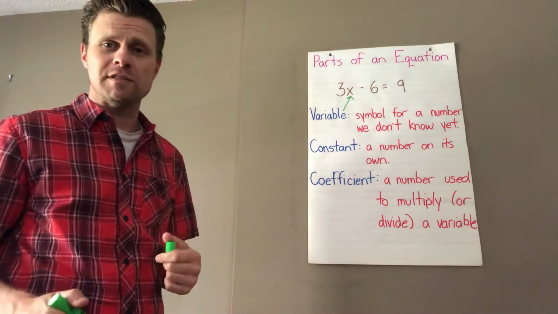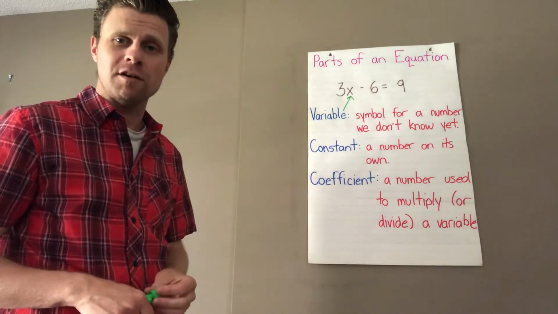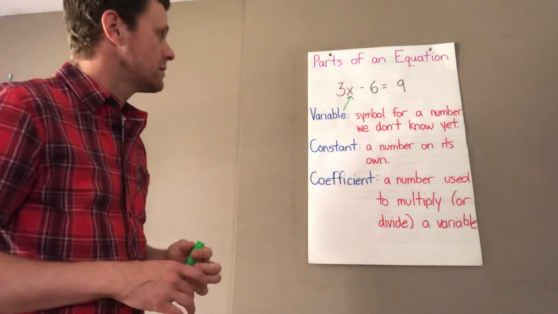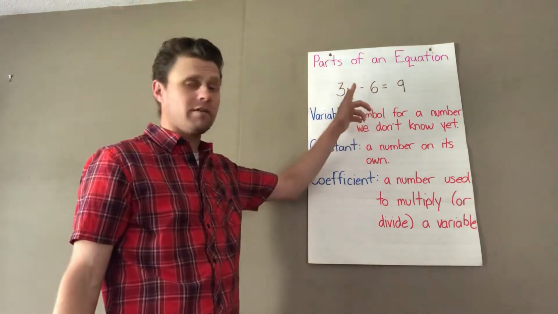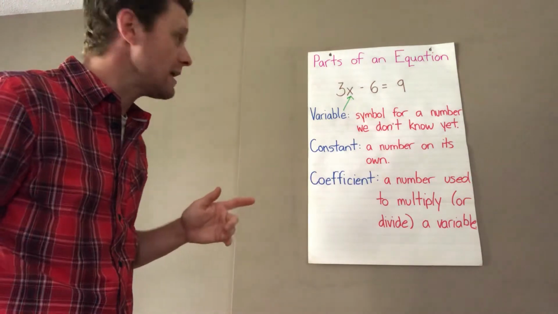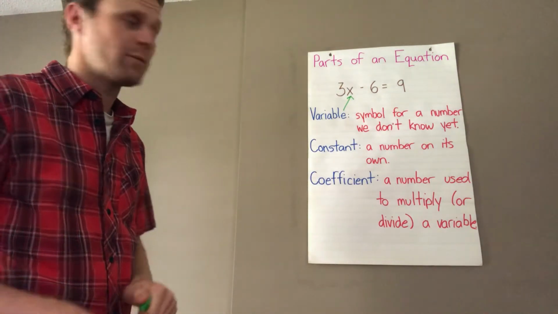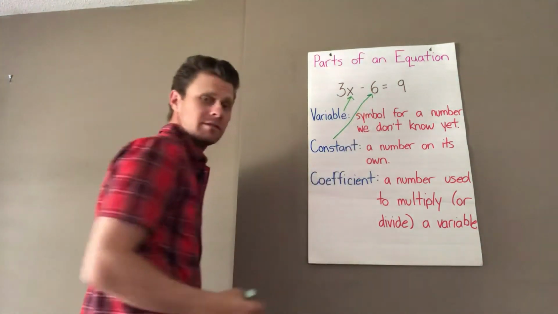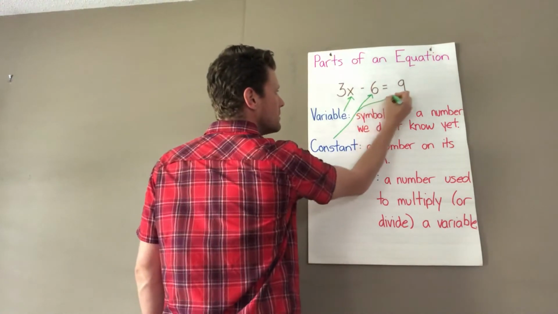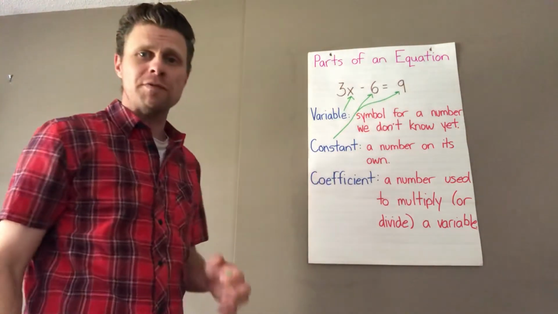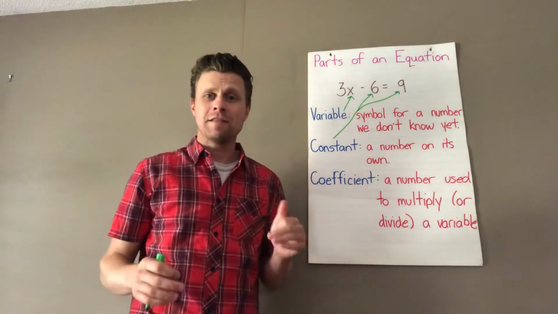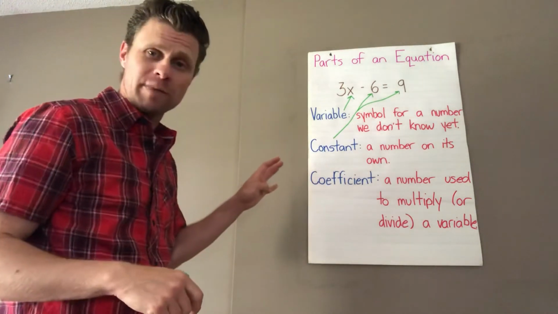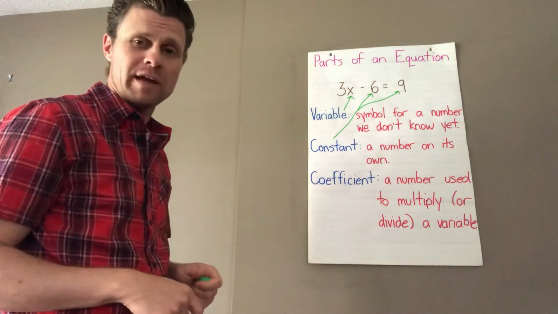And the constant is just the number or a number on its own. There could be more than one constant in an equation. So by looking here at that equation, we can see that we have two different constants. So I'm going to draw an arrow from constant to the 6 and to the 9. Those are both the constants in this equation. And the thing that's important to remember about a constant is that it never changes. So the 6 is always going to remain a 6, and the 9 is always going to remain a 9.